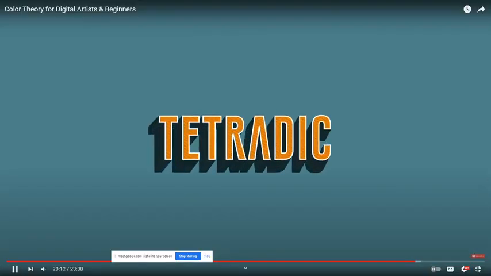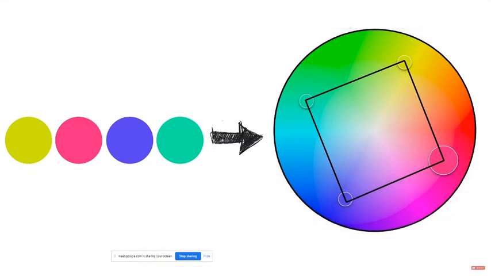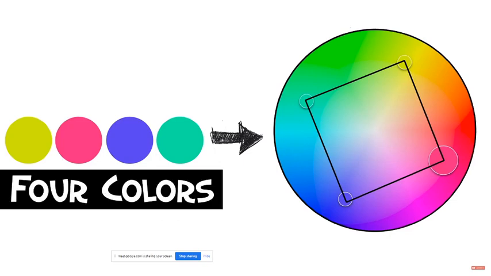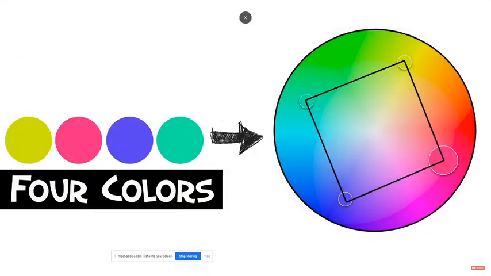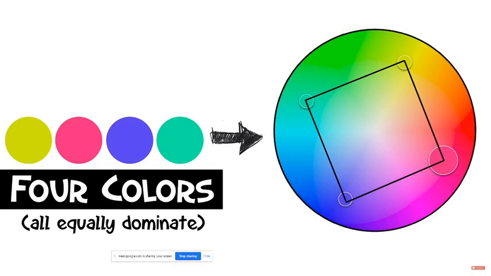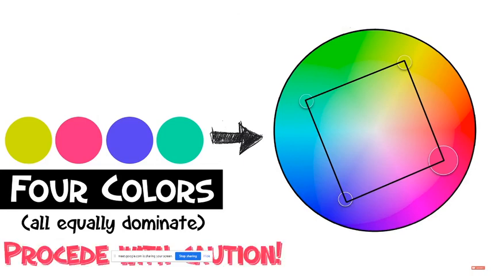Finally, we have tetradic. Like the triadic scheme, the tetradic places equal distance between all the colors chosen, but this time with four colors instead of three. The results are going to be vibrant, they're going to be colorful, and can honestly be pretty chaotic at times. These colors can be really aggressive and in your face. This is going to give you no clear dominance of one color over another, especially if you use them all equally. So you're definitely going to want to be pretty careful using this one.